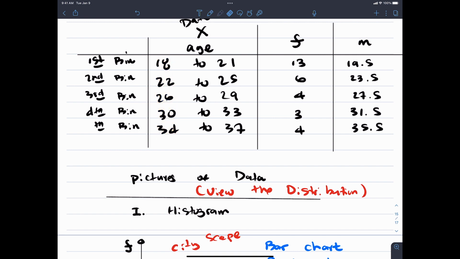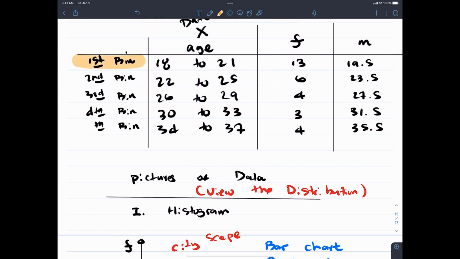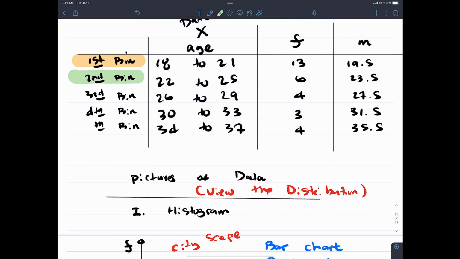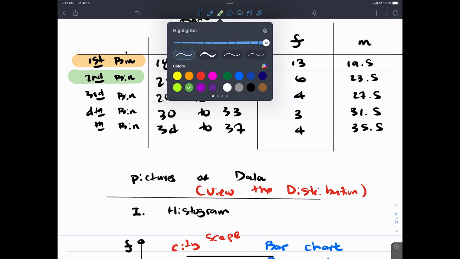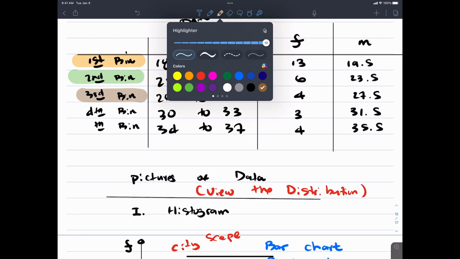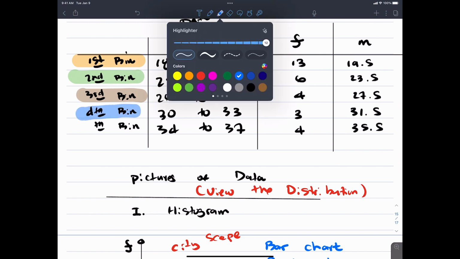So I have bin number 1. Bin 1 holds data. Bin 2 holds data. Bin 3, start to color coordinate this a bit. Bin 4 and bin 5.